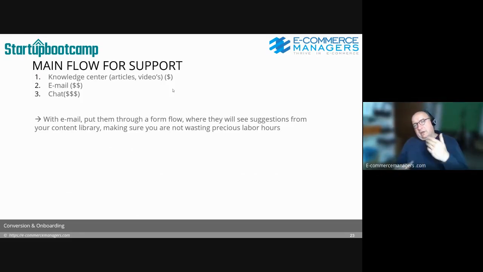But also, based on what they answered, you can ask an engine or a developer to get suggestions from your content library. Hey, was this what you were looking for? In some cases, people click on it, they're really happy, and you don't have to answer an email or start a chat session with them.